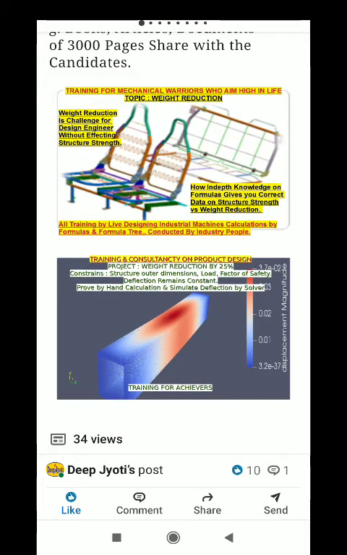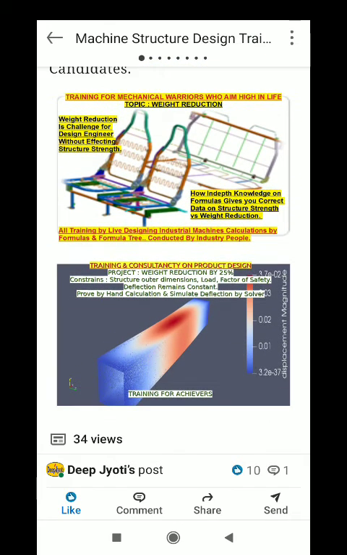Now weight reduction is one of the prime concerns for modern engineering, and for that everybody is using FEA simulation, right? But how can you do the same by hand calculation? Can you do the same by hand calculation? And what parameters should be looked at for weight reduction?